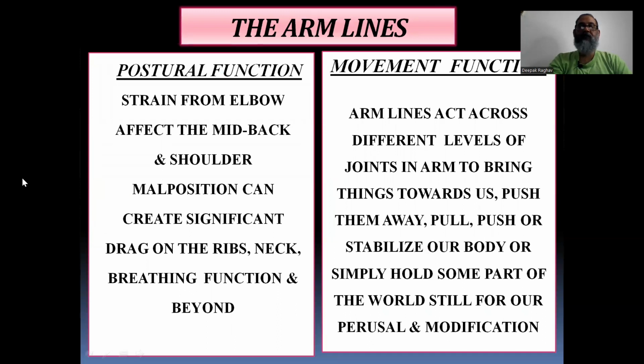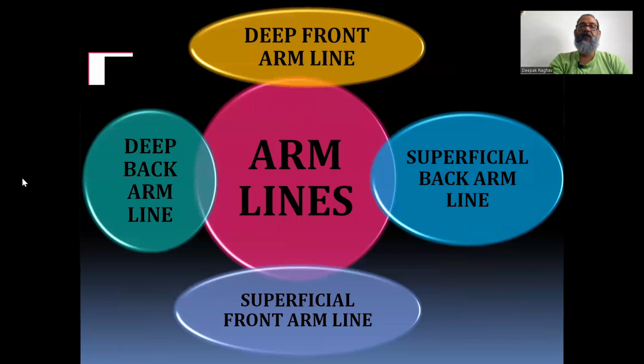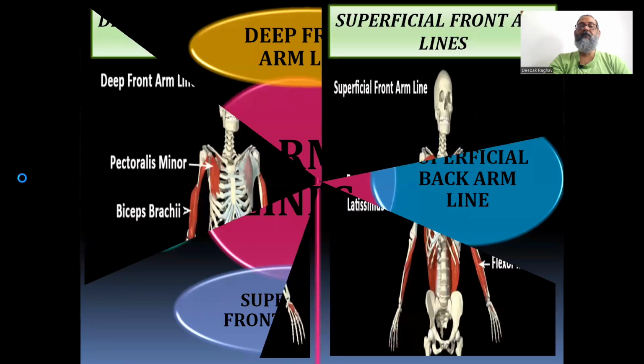Now come to the arm lines. Postural function: strain from the elbow affects the mid back and shoulder. Malposition can create significant drag on the rib and neck, breathing function, and beyond. Movement function: arm lines act across different levels of joints in the arm to bring things towards us, push them away, push, pull, or stabilize our body, or simply hold some part of the world still for our pursuit and modification. Arm lines are deep front arm line, superficial front arm line, deep back arm line, and superficial back arm line.